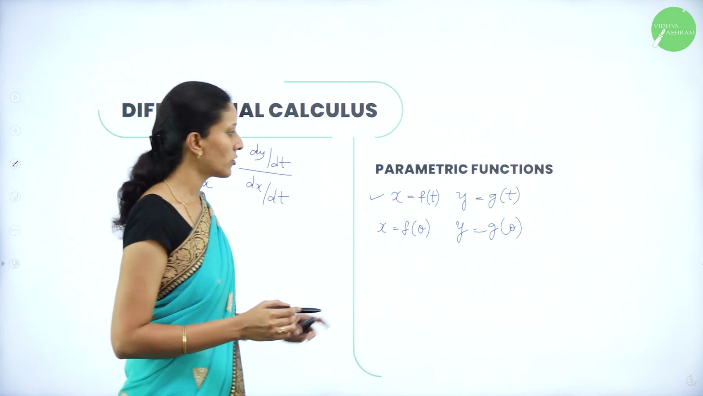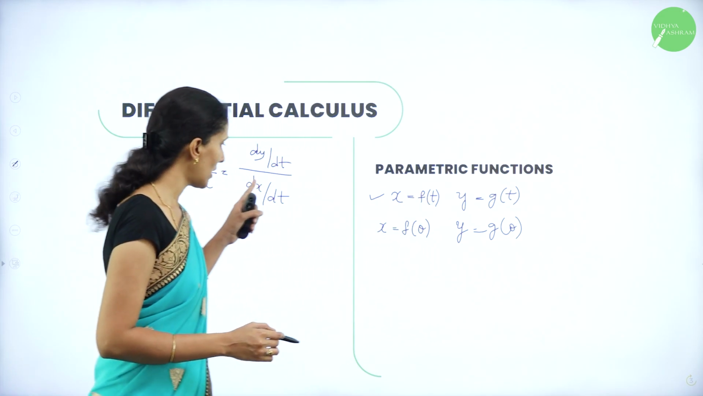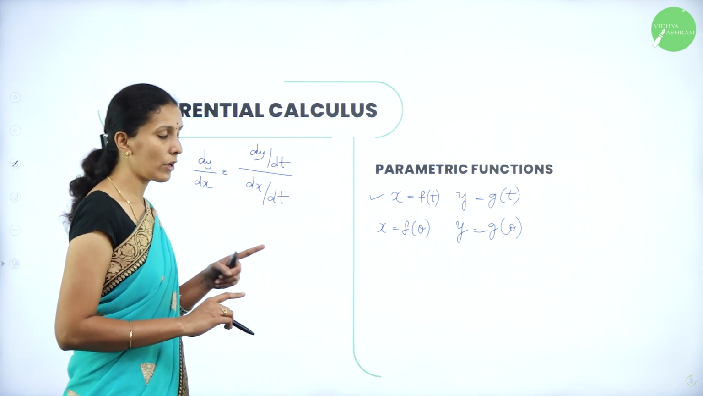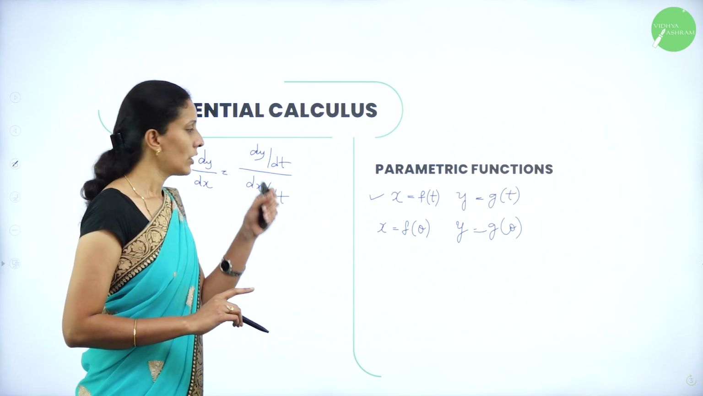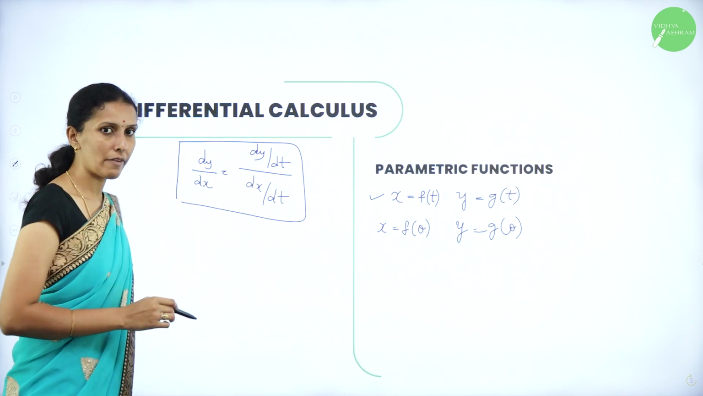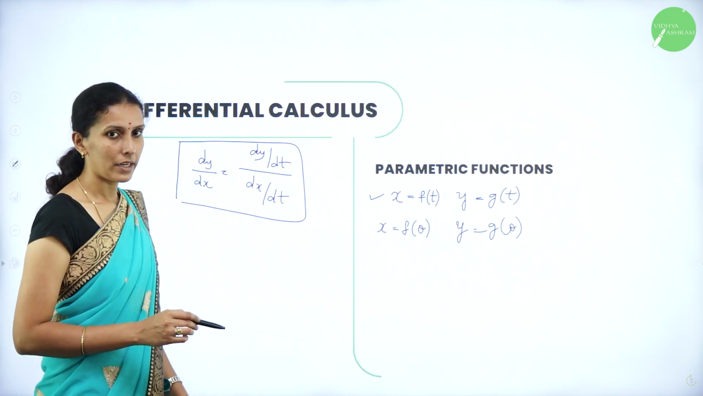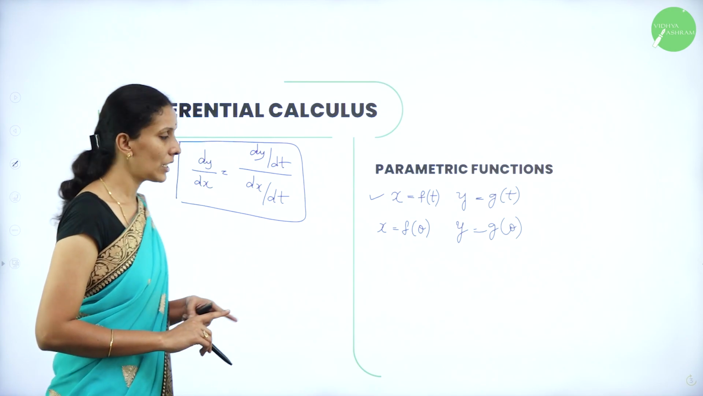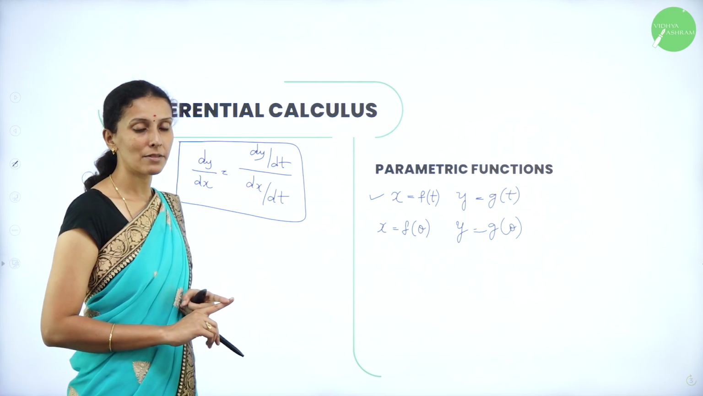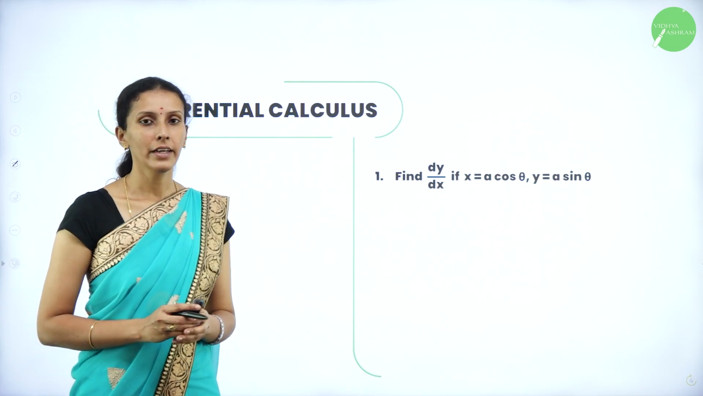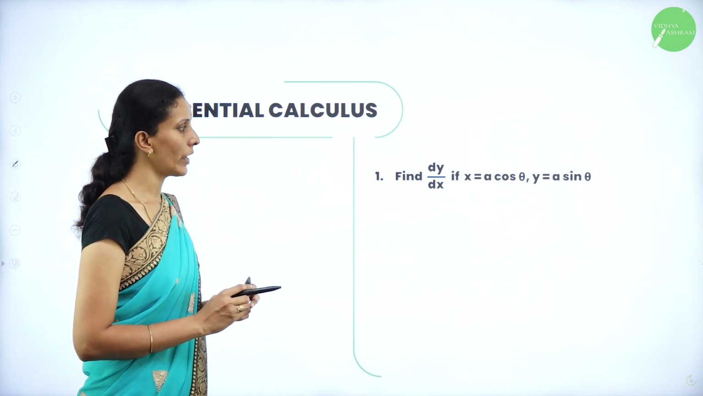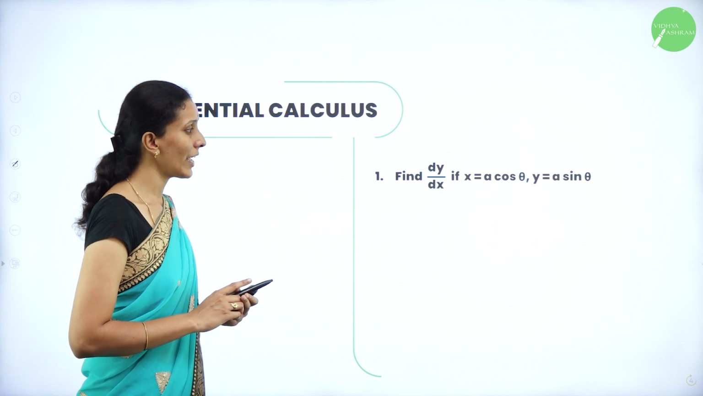Whatever you are going to differentiate x with respect to t, that is nothing but dx by dt, and if you take y in terms of t, you are going to derive y with respect to t. So there you will get a parametric function of the form dy by dx as dy by dt divided by dx by dt. Suppose you have taken theta as a parameter, then the equation becomes dy by d theta divided by dx by d theta. So let us find a few problems now. Find dy by dx if x is equal to a cos theta, y is equal to a sin theta.